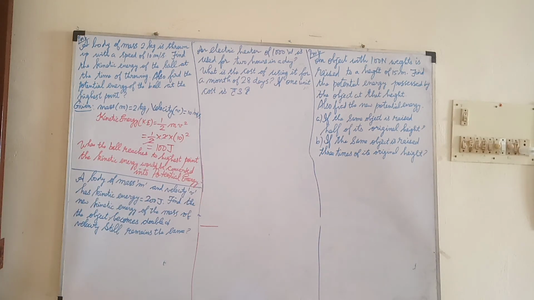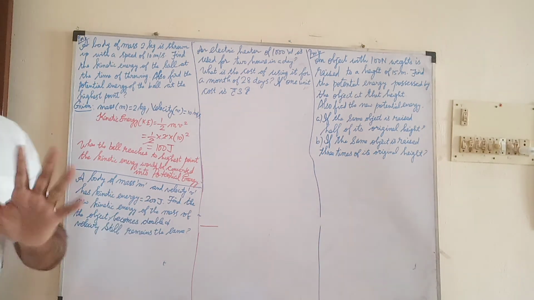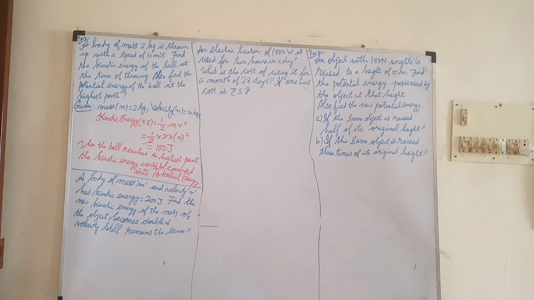So next question. A body of mass m and velocity v has kinetic energy 200 joule. Find the new kinetic energy if the mass of the object becomes double and the velocity still remains the same. That is what the question means. But first we need to find the kinetic energy, then after that the new kinetic energy with the mass doubled.